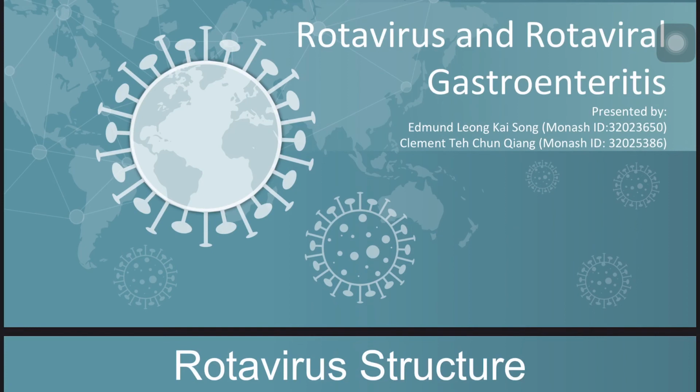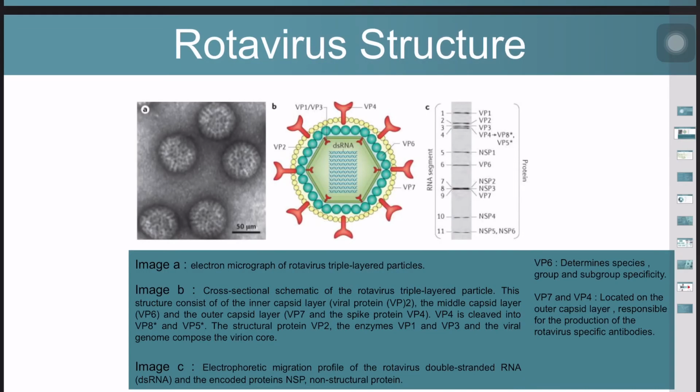Rotaviruses are the most common cause of diarrhea disease among infants and young children. Nearly every child in the world is infected with a rotavirus at least once by the age of 5. Okay, so now we're gonna talk about the structure of rotavirus.